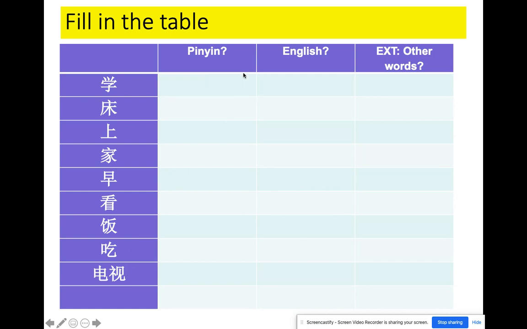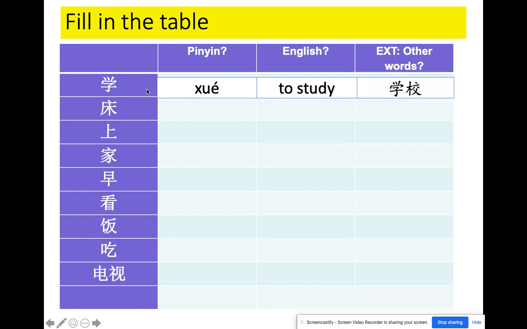Now, you can take a minute to write down the pinyin and English and make a word with these characters. For example, the first one is 学, to study, and you can make a word such as 学校, school. You can pause here and do the rest yourself in your book. Okay, now let's check together.